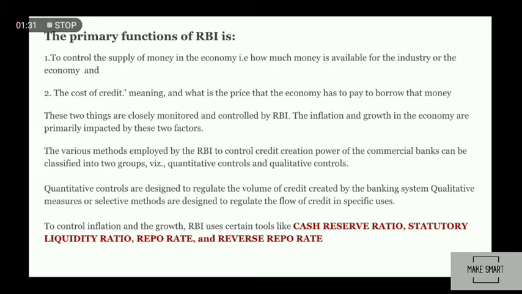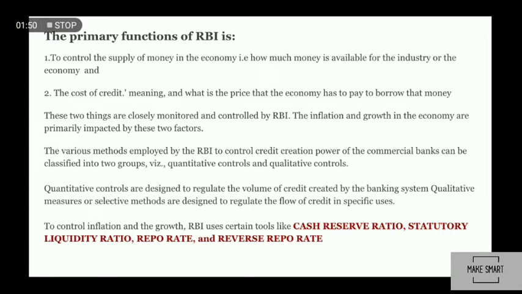Second is the cost of credit, meaning the price that the economy has to pay to borrow that money. These two things are closely monitored and controlled by RBI. The inflation and growth in the economy are primarily impacted by these two factors.